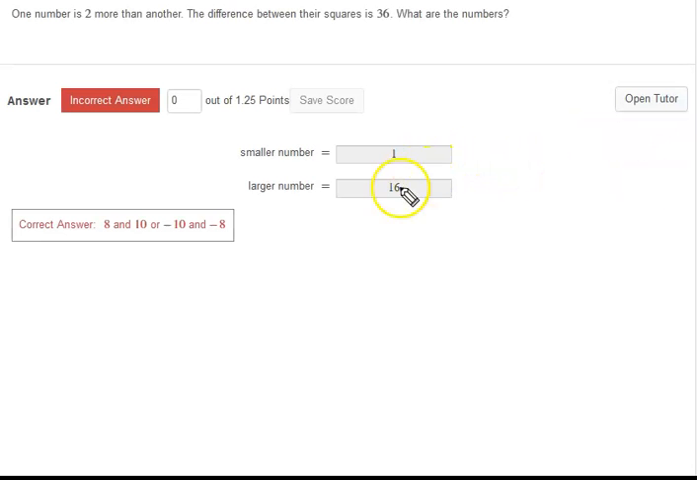Now, this person, when they did it, had it incorrect. Somehow they chose these, which wouldn't do that. So 8 and 10. Now, interestingly, a negative 10 and a negative 8 also work. What are the numbers?